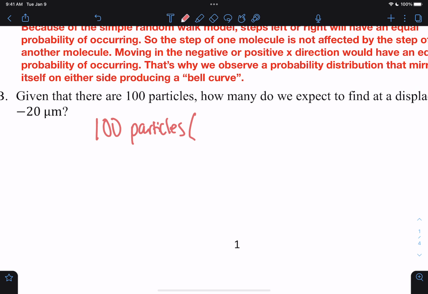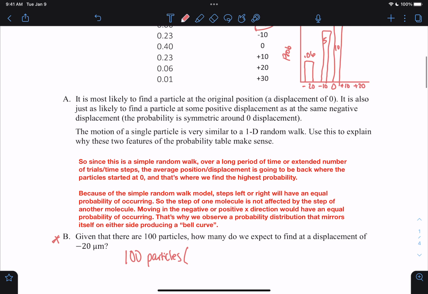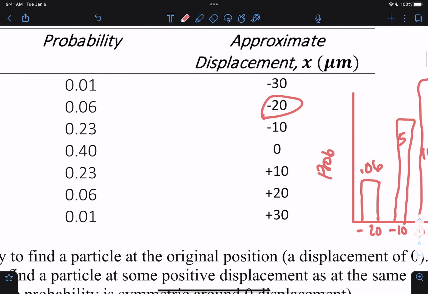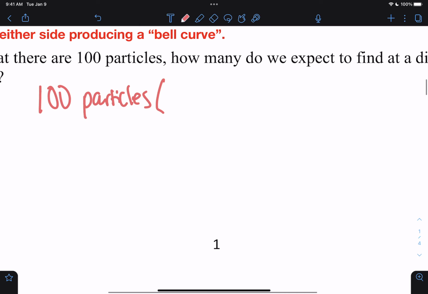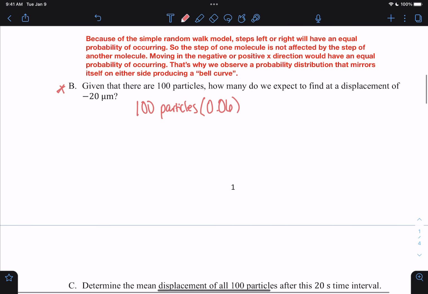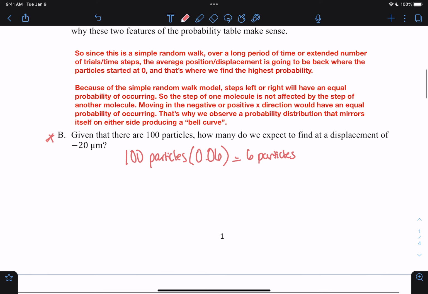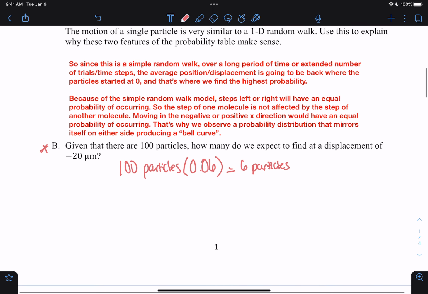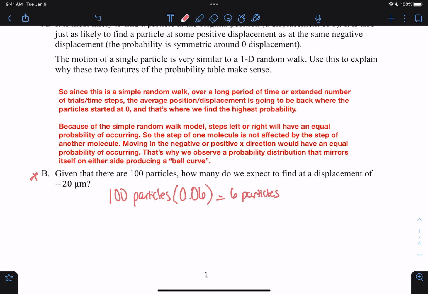Yep, exactly. 100 particles times the probability at negative 20 micrometers, that's 0.06, and that gives us 6 particles. We expect to find 6 particles, 6% of the 100 particles, at a displacement of negative 20 micrometers. So that's part B.